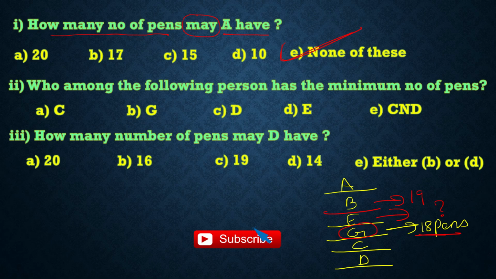Who among the following persons has the minimum number of pens? The minimum number of pens is with D, so C is the correct option. How many pens may D have? Now see, you can solve or not.